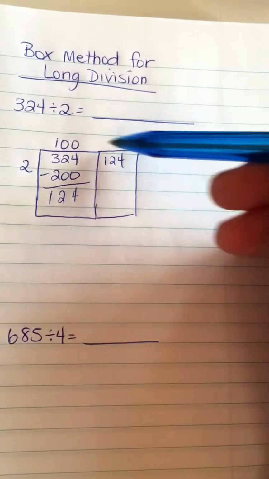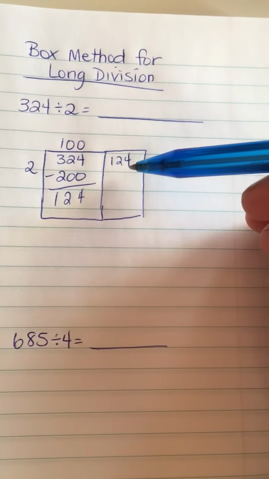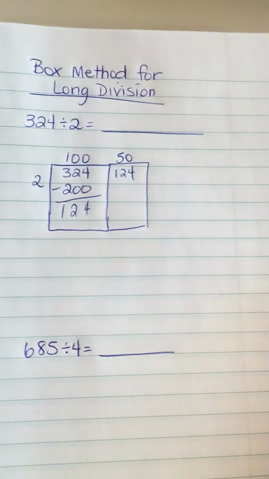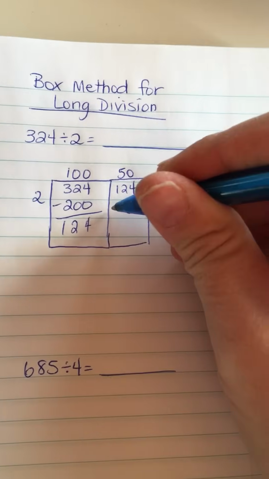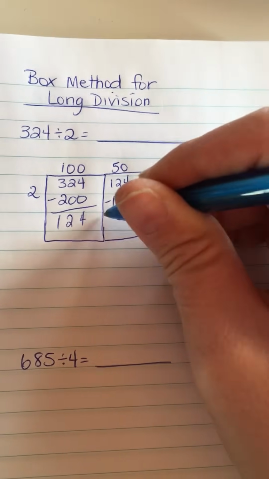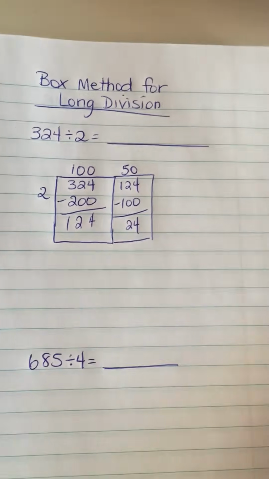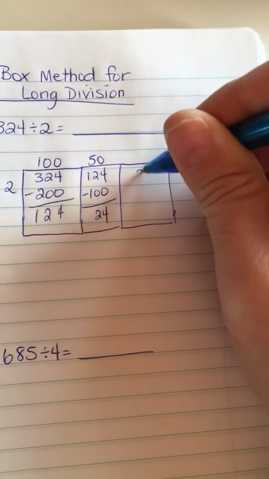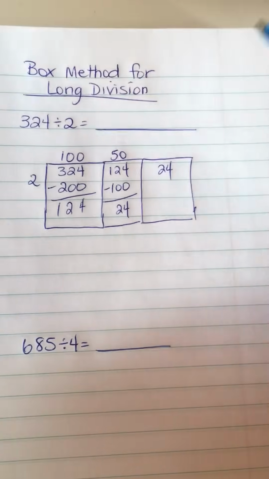Okay, so we need to take away another multiple of 2 from 124. Why don't we take away 50 groups of 2? 50 groups of 2 gives us 100. So let's do our subtraction, and now we're left with 24. So we need to add on to our box. We put 24 inside the third part.